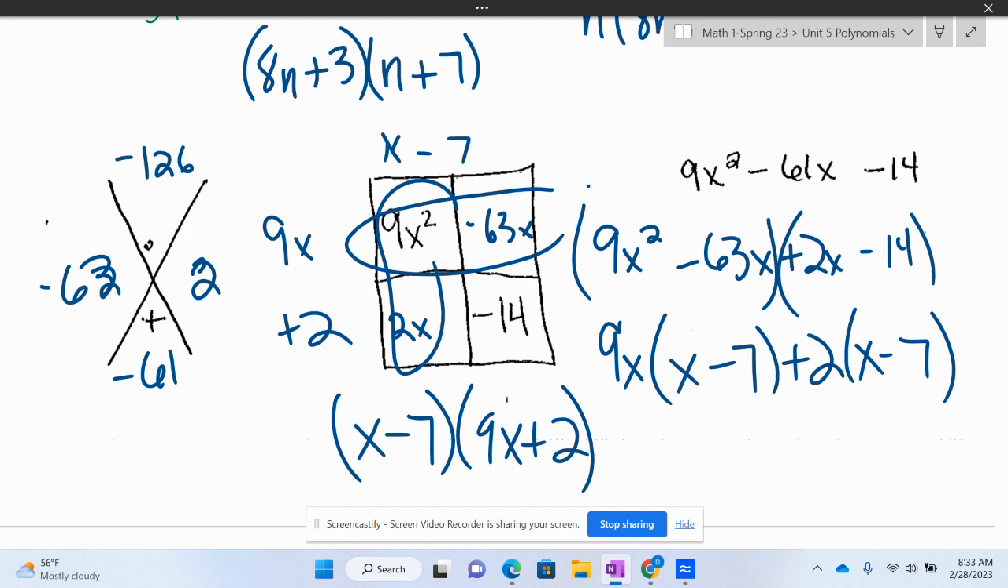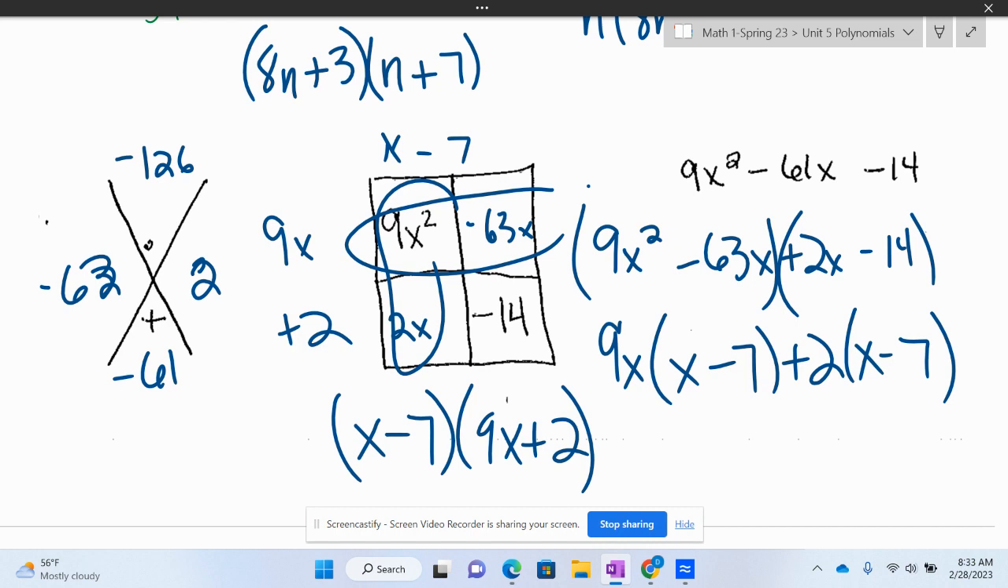Okay, so I'm going to unfreeze it so you guys can see. Yes, sir. I did the box and the grouping method. Box and grouping, you should end up with x minus 7 and 9x plus 2. Okay, so did you put it into your calculator? You write it. So figure out what that is, right?